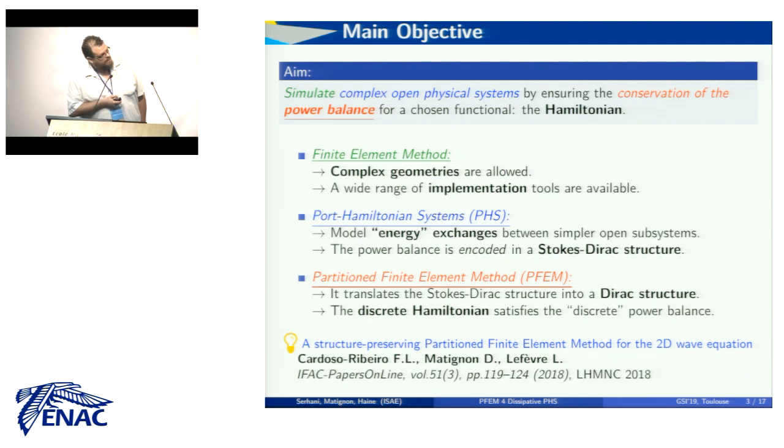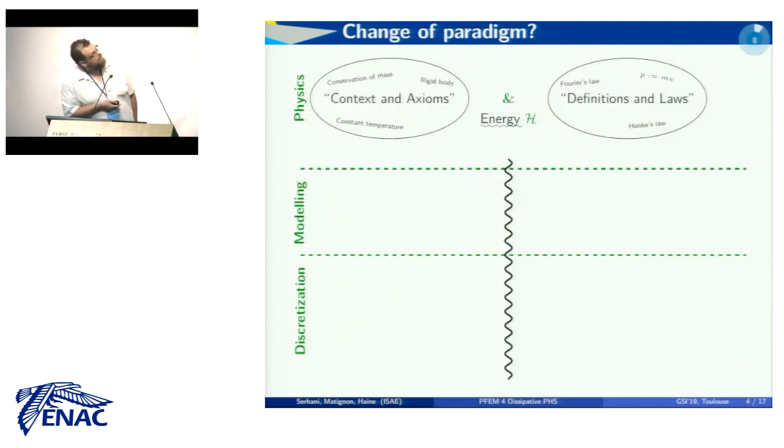And this uses the partitioned finite element method, so I will say PFM from now on. It translates the Stokes-Dirac structure in infinite dimension into a Dirac structure, and this allows us to get directly a discrete power balance. This idea first appeared in the proceedings of Lagrangian and Hamiltonian Methods for Nonlinear Control, some years ago. So this means that we need some kind of change of paradigm to work from complex open physical systems all the way to the simulation.